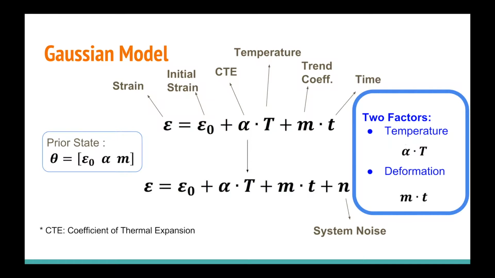Okay, and the below equation is the system noise. So the assumption is that the elongation of the cable is influenced by two main factors. One is the temperature, alpha times capital T here in this equation, and the other one is the deformation, M times t. And the prior state theta contains the epsilon 0, alpha, and M.